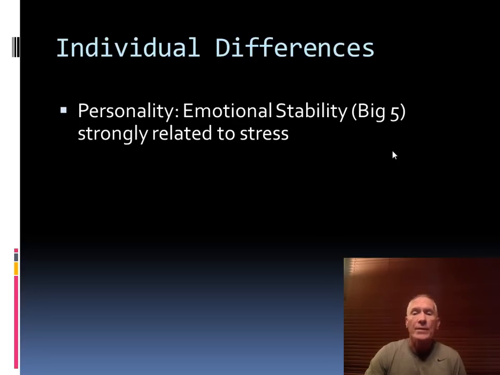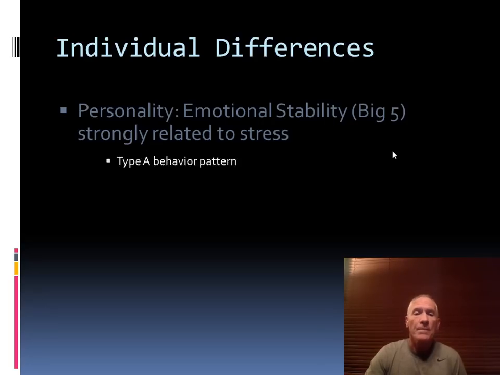We know that emotional stability is strongly related to stress. The less stable the individual, the more that individual can have negative reactions to stress, and the more stable, then the less the negative reactions to stress.